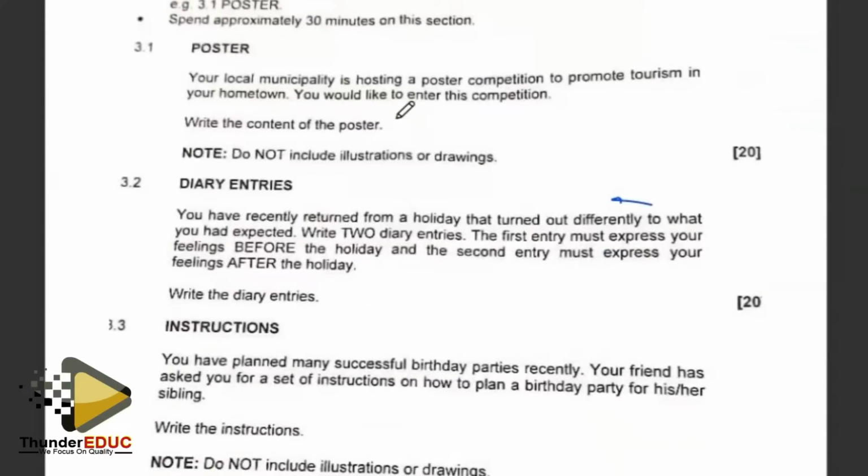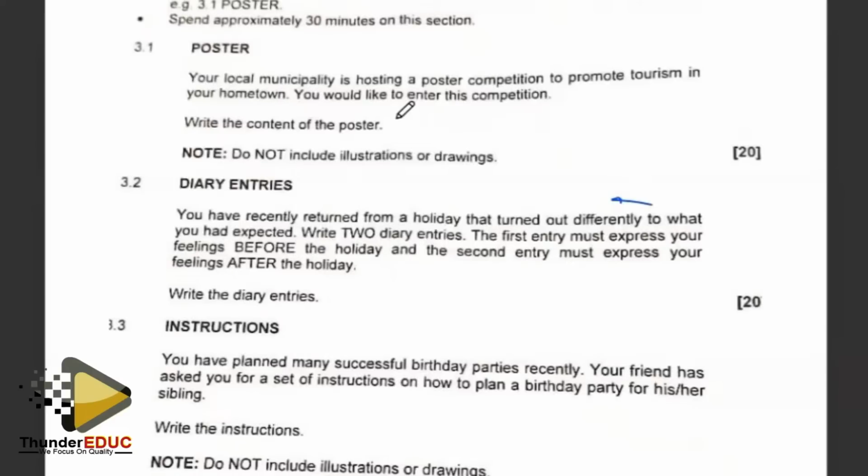All right. So we look at 3.2. Yes, 3.2. You have recently returned from a holiday that turned out differently to what you had expected. Write 2 diary entries. The first entry must express your feelings before the holiday, and the second entry must express your feelings after your holidays. All right. So they're saying that you have recently returned. So this is an aftermath. So this is you recollecting. This is you reflecting, all right, on something that has already happened. So it has already happened, it's gone, and now you need to write your feelings about it.